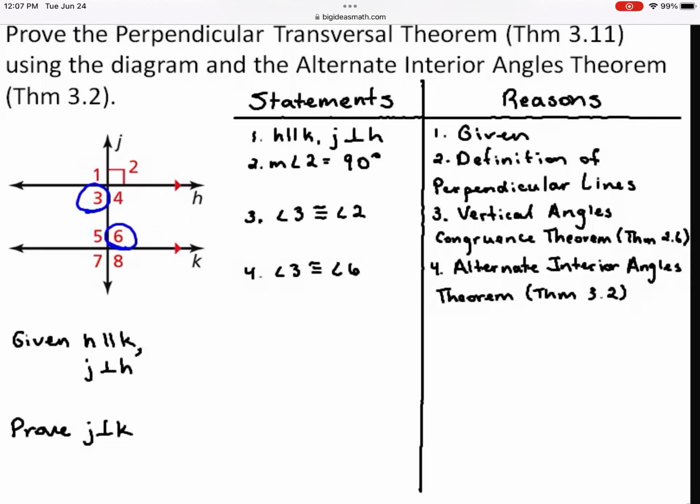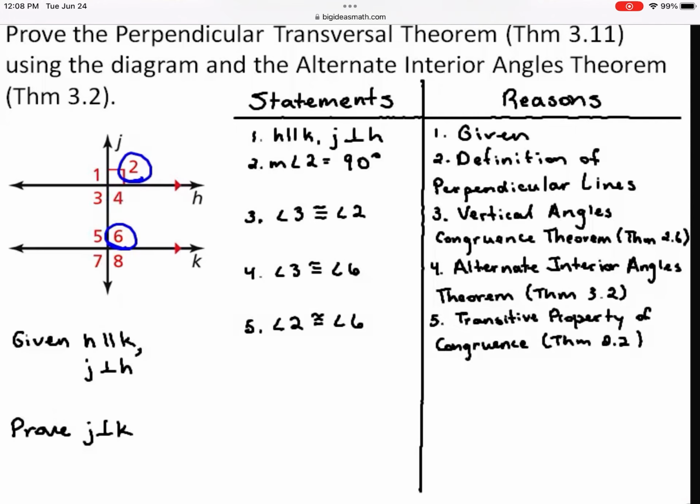Then angle 3 is congruent to angle 6 because of the alternate interior angles theorem. Angle 3 and angle 6 are alternate interior angles because they lie on opposite sides of the transversal and inside the lines H and K. Then angle 2 is congruent to angle 6 because of the transitive property of congruence. So because both angle 2 and angle 6 are congruent to angle 3, then they are congruent to each other.